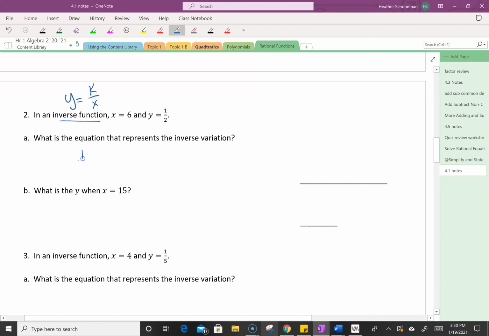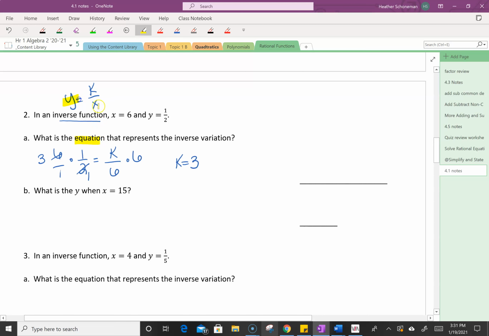So we know that y is 1/2, and it equals k over x, which is 6. To solve for k, I'm going to multiply both sides by 6. Before I multiply, I want to reduce, so k equals 3, which makes sense because 1/2 of 6 is 3. But this is k, and they want the equation.